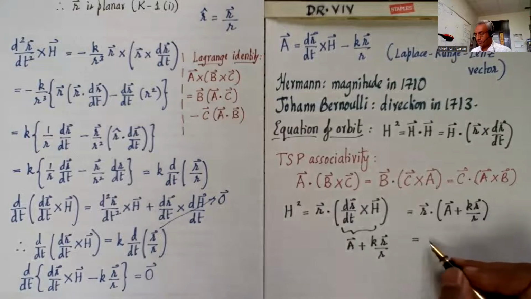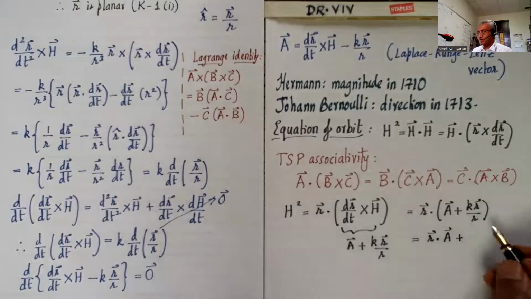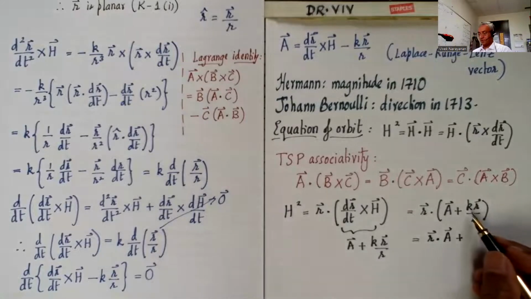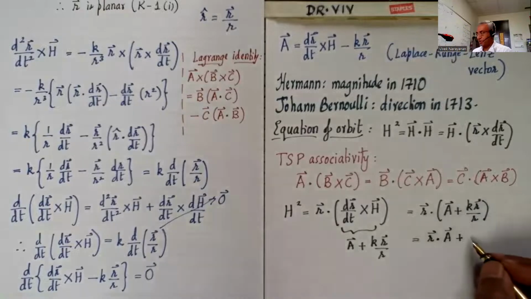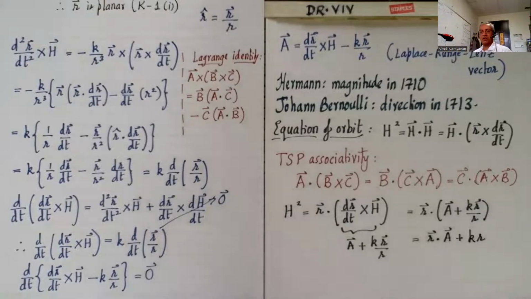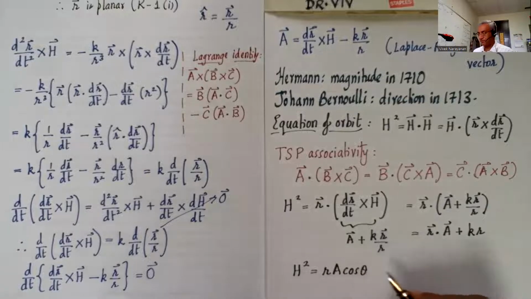Expand the dot product. So that's just r dot A plus k r dot r, which is r squared over r. So that's just kr. Now that gives me h squared equals r dot A, which is ra cosine theta, plus kr.